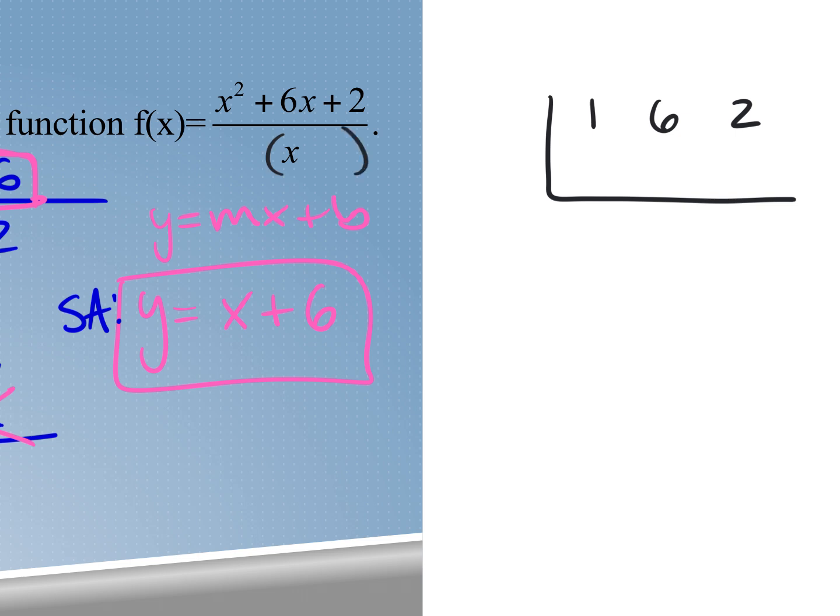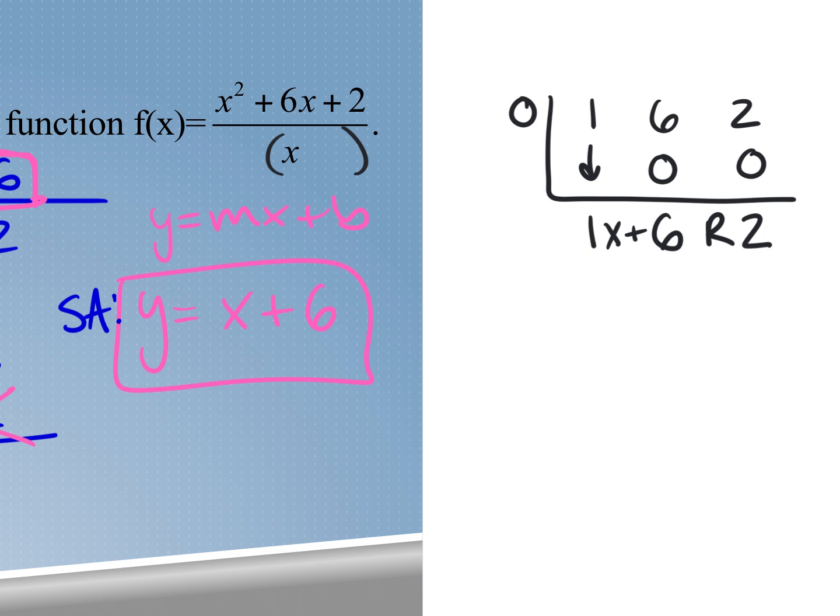So x is what we're dividing. This is just x. Is it x minus 1? No, that's different than just x. What do you think the number is that I'm subtracting from x here? 0. So 0 would go outside the box. We drop down the 1, multiply, we get 0, add 6, multiply, 0, add 2. So here I'd have x plus 6, remainder 2.